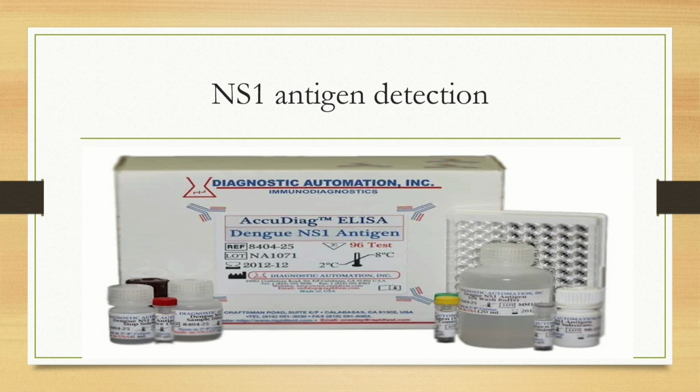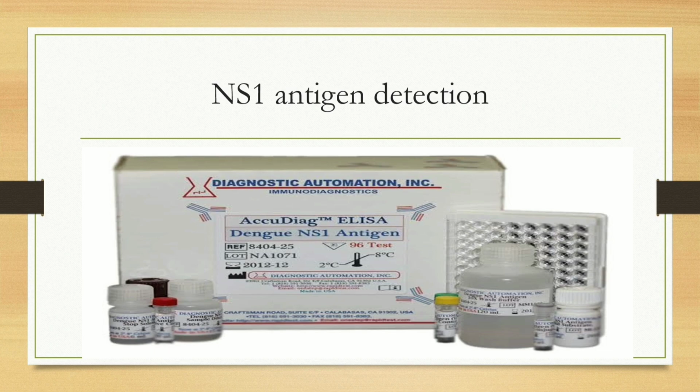In the first 4 days, if it is a primary infection, the sensitivity is almost 90%. So it has high sensitivity. And if it is a secondary infection, in the first 4 days it will be 70%. And this test, you can call it almost the confirmatory test for dengue.